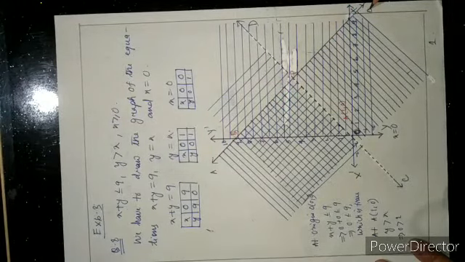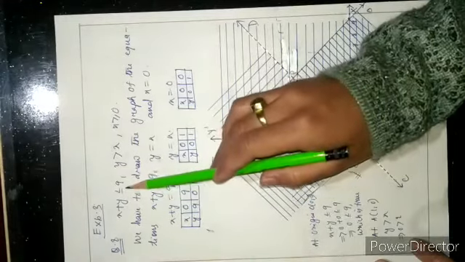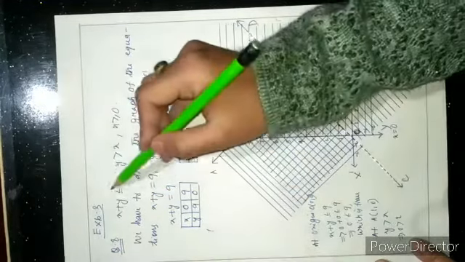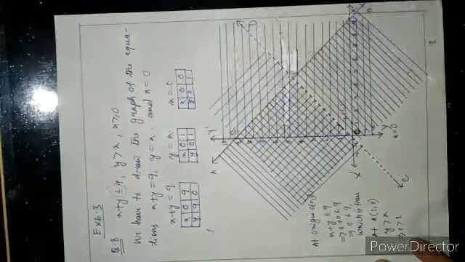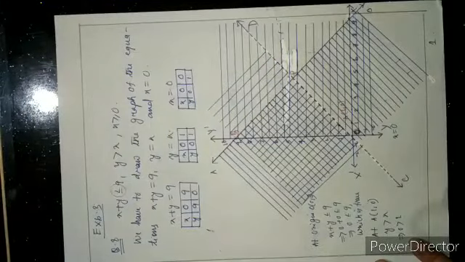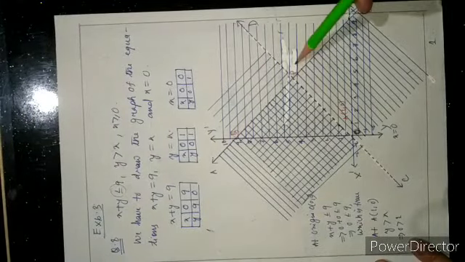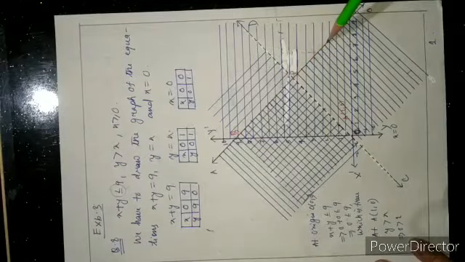The line AB is a solid line since the given inequality x plus y less than or equal to 9 is a slack inequality. This solid line AB divides the Cartesian plane into two half planes, the plane above the line and the plane below the line.